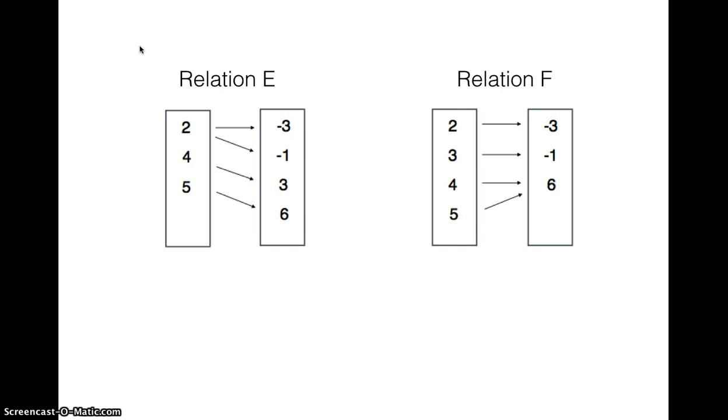Now we're going to take a look at 2 mapping diagrams. We're going to try to figure out which one is not the function. So we're going to take a look at 2 different pieces. So relation E, the 2 is pointing to 2 different values. In relation F, 4 and 5 are both pointing to 6. So what that means is one coordinate point is (2, -3), and (2, -1). And in relation F, we have (4, 6), and (5, 6).